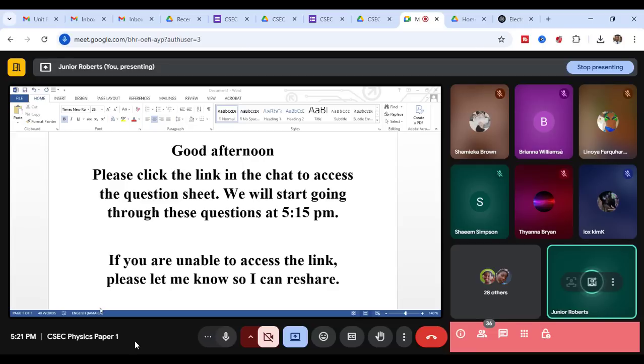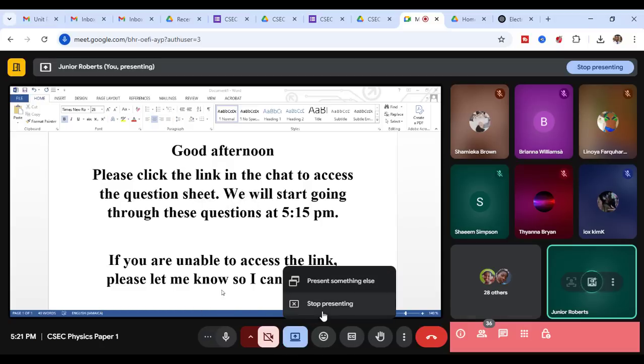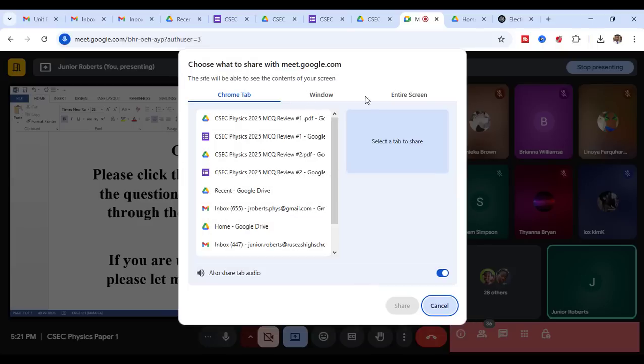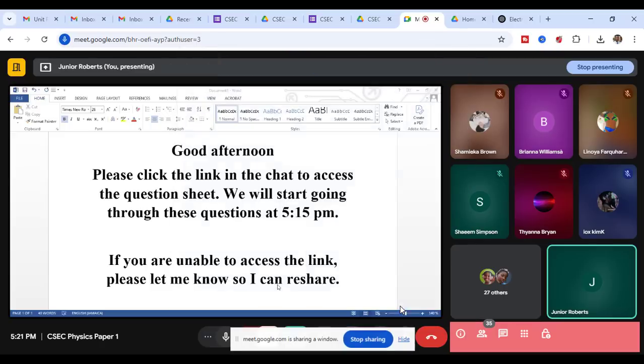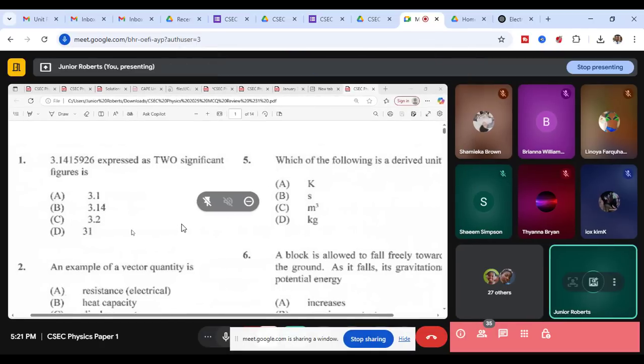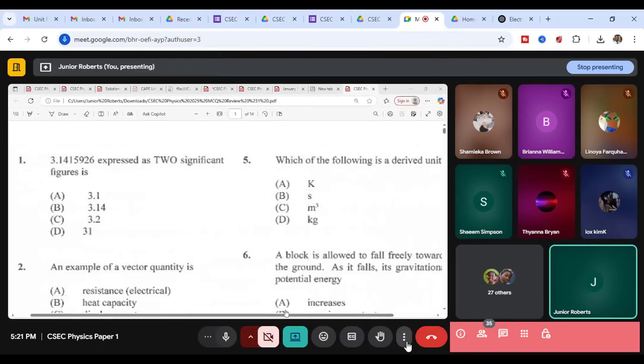Input our answers before I close off, and then we start going through. So let me just switch screen in the meantime. Alright, so these are our questions. We're going to be going through them shortly.